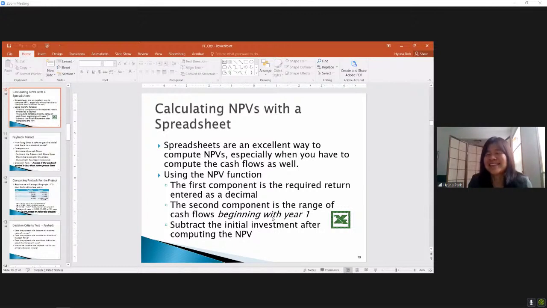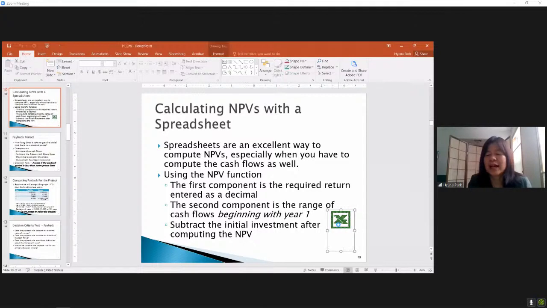And I think the person Microsoft hired to develop the NPV function did not learn finance. So that's why the NPV function in Excel was developed this way. But we cannot change it. So why not include year 0 cash flow? Yeah, it's kind of weird, but we need to follow that rule.